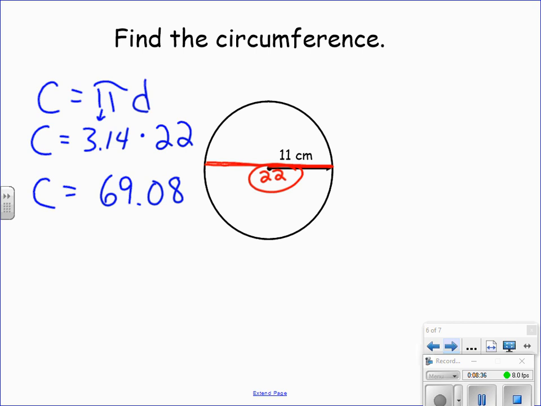69.08. And we've got 69.08 is the distance around this circle. Again, that's all the way around.